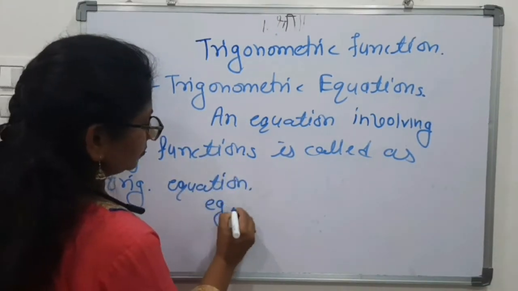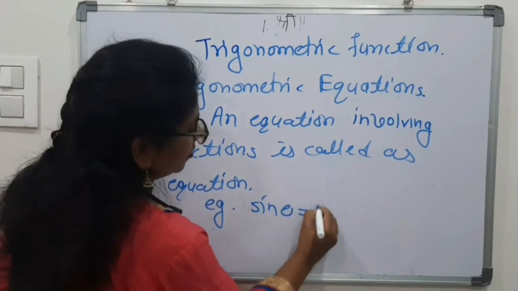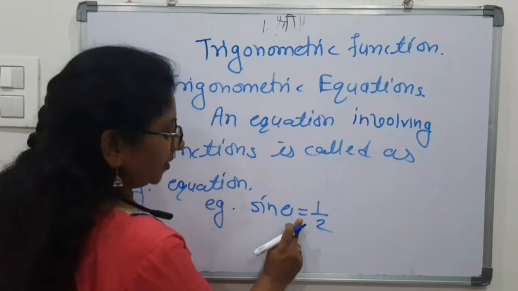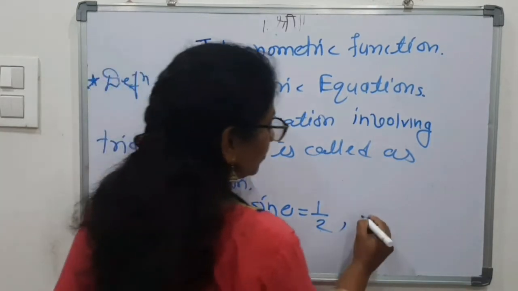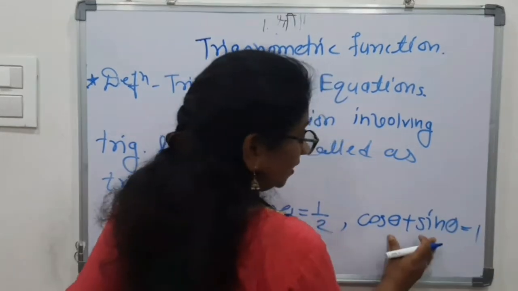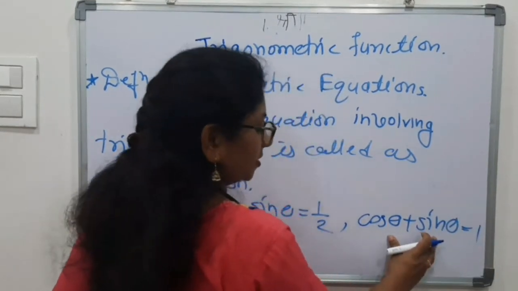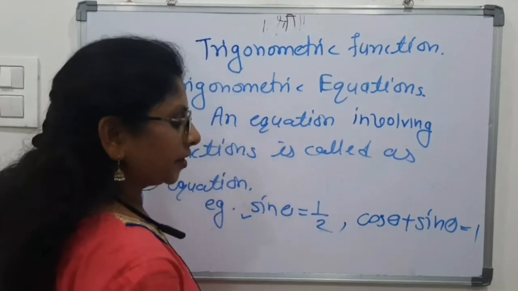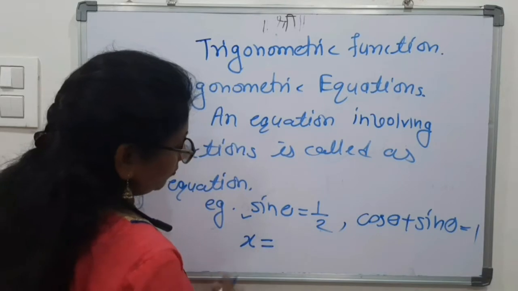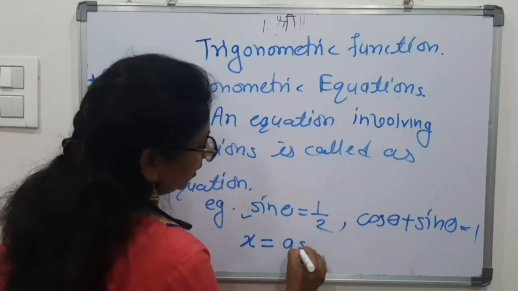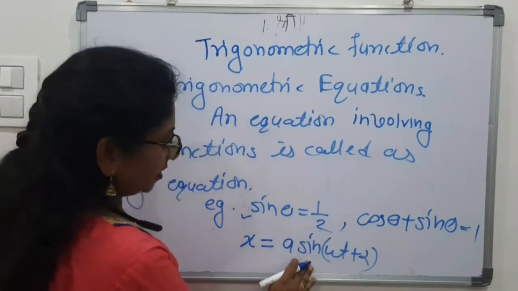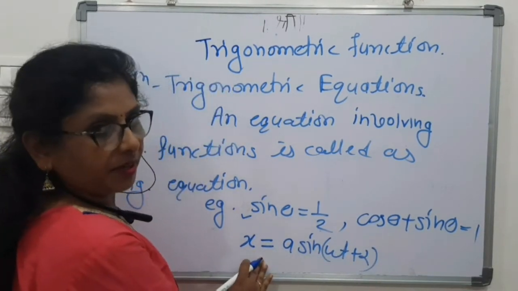For example, suppose sin theta equals half. Here sin is present and equality is there. Therefore, this is a trigonometric equation. And cos theta plus sin theta equals 1. Here 2 trigonometric functions are present. Therefore, this is also a trigonometric equation. In physics, you must have seen the wave equation x equals a sin(omega t plus alpha). Here also sin is there.